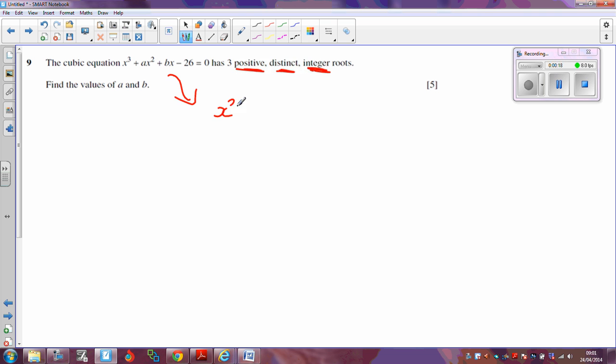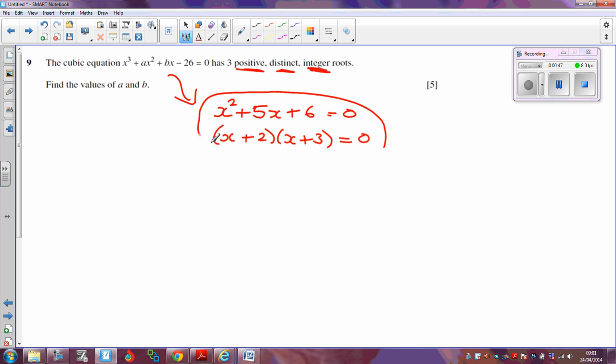If you're thinking of a quadratic equation, such as x squared plus 5x plus 6 is equal to 0, to find the roots we would factorize. So in this case we would go (x plus 2)(x plus 3) is equal to 0. And notice that the 2 and the 3, the 6 comes from the 2 multiplied by the 3. And from this we would get our two roots, which would be x equals minus 2, x equals minus 3. So in this case we have got two negative distinct integer roots, which are minus 2 and minus 3.